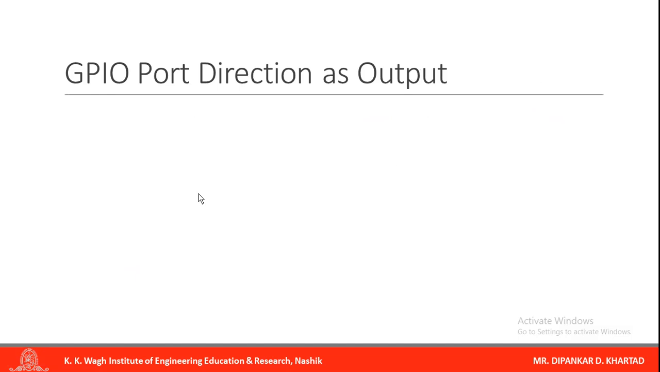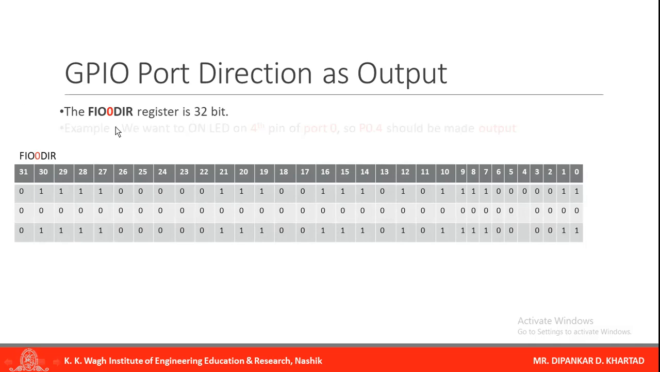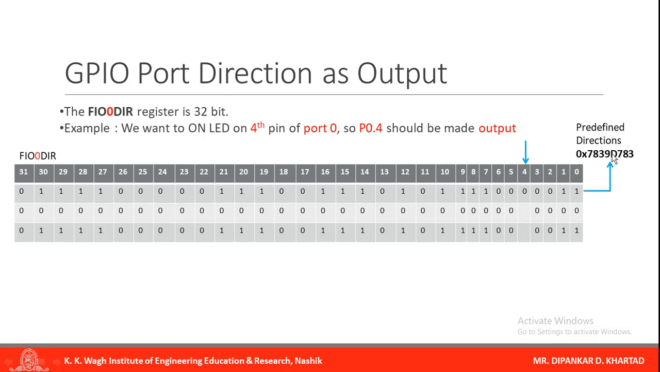Now let's have a look at the direction as an output. Again, the 32-bit register FIO0DIR. We want to turn on an LED on the 4th pin of port 0. So P0.4 should be made output. So what do you have to write here? You have to write 1 here. It is 0 now, so it is an input. You have to write 1 here. So this is the predefined direction of this register.